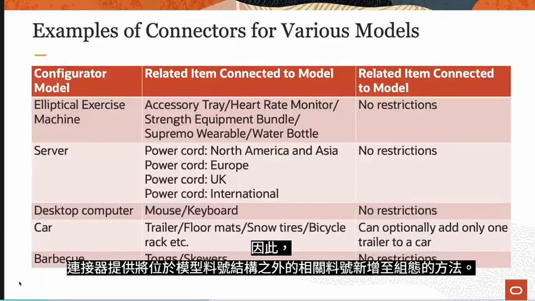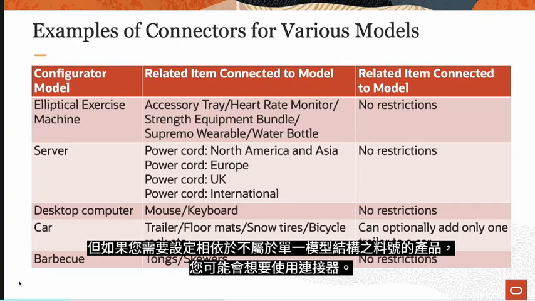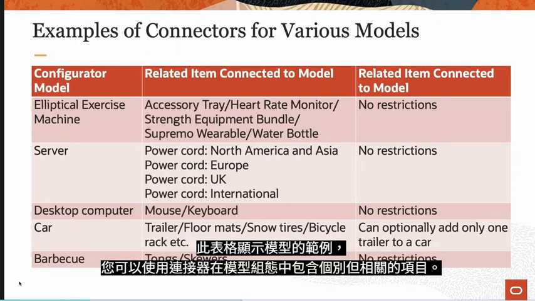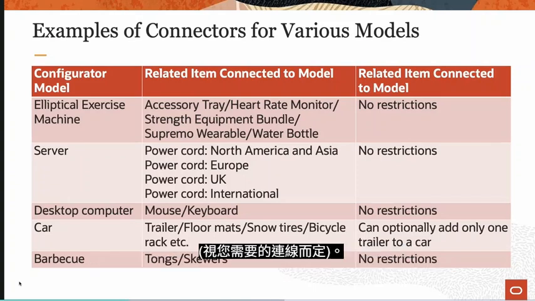Products are often configured from items in a bill of material that are related by specific rules to create a defined and limited model structure, but if you need to configure products that depend on items that aren't part of a single model structure, you might want to use connectors. This table shows you examples of models for which you might use connectors to include separate but related items in the configuration of the model. In the chart, notice the relationship between the configurator model part, the related items that are connected to the model, and whether or not they require restrictions or are completely open depending on the connections that you need.